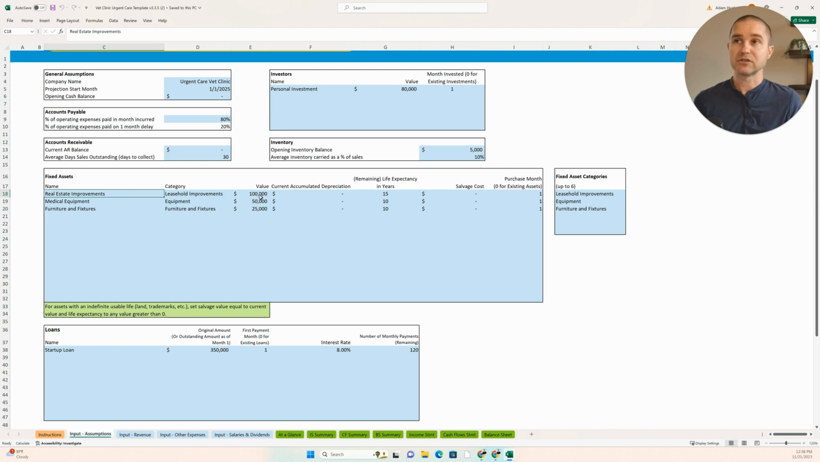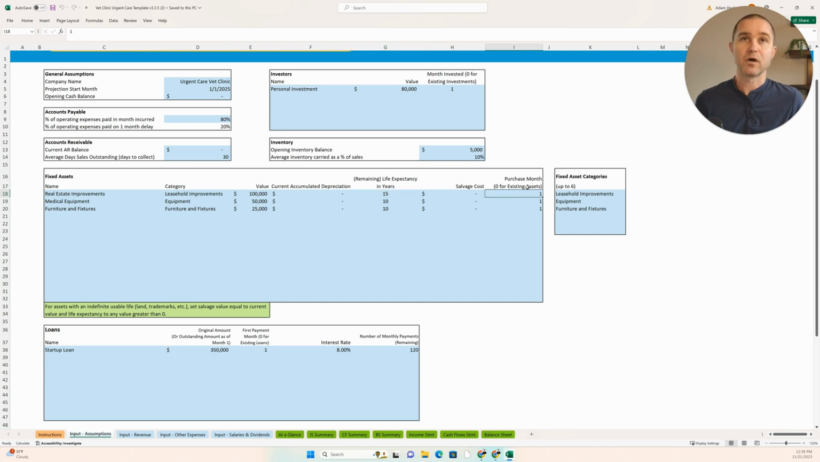Now we're going to assume that you are renting a space and that you need to make some improvements or some renovations to the space. So we've got a $100,000 budget here for making leasehold improvements or renovations to your space. And what you'll want to put in for the life expectancy for your fixed assets is essentially how long you think the asset is going to last. So if you think you can make renovations and you won't need to make any additional renovations for 15 years, okay, there you go. You could put 15 years as the life expectancy.